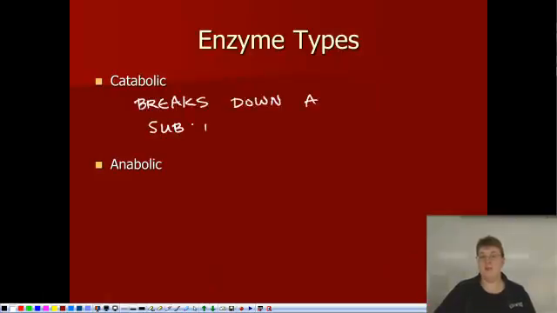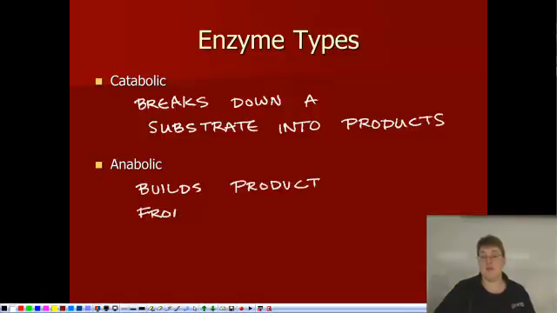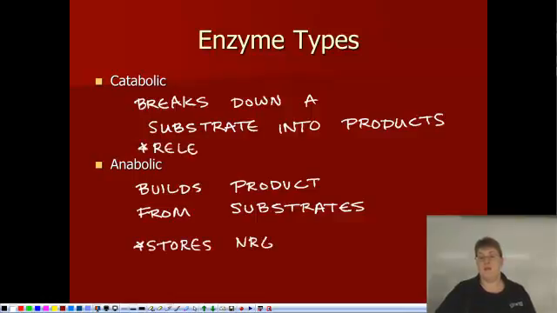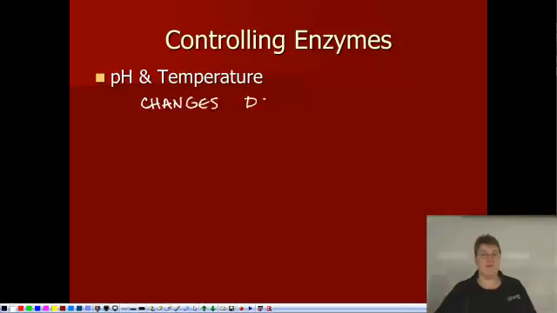There are two broad groups of enzymes. Not all enzymes fit into these two categories, but there would be catabolic and anabolic as two main groups. Catabolic will break down a substrate. Anabolic will build a product from substrates. You can also think about these a little bit in terms of energy. Catabolic enzymes are generally releasing energy, and anabolic enzymes will be generally storing energy as they build those molecules. So there's a lot of direct linkages here. Not always, but often or frequently these things will be true.